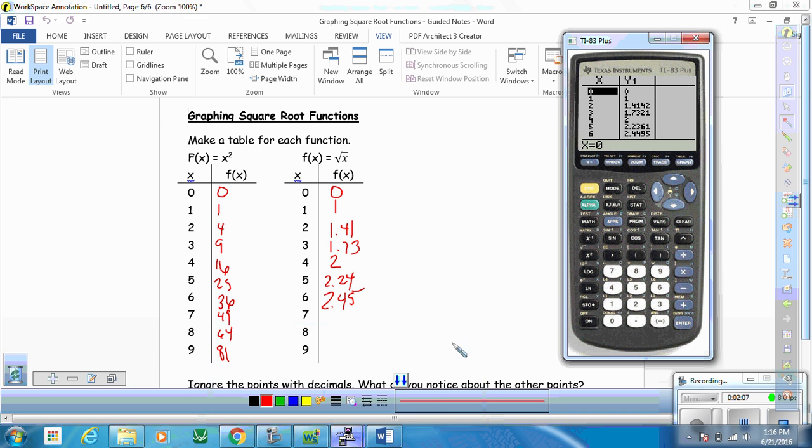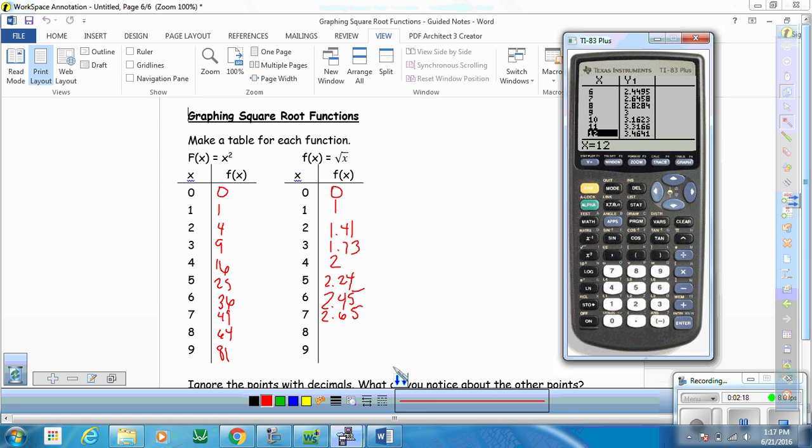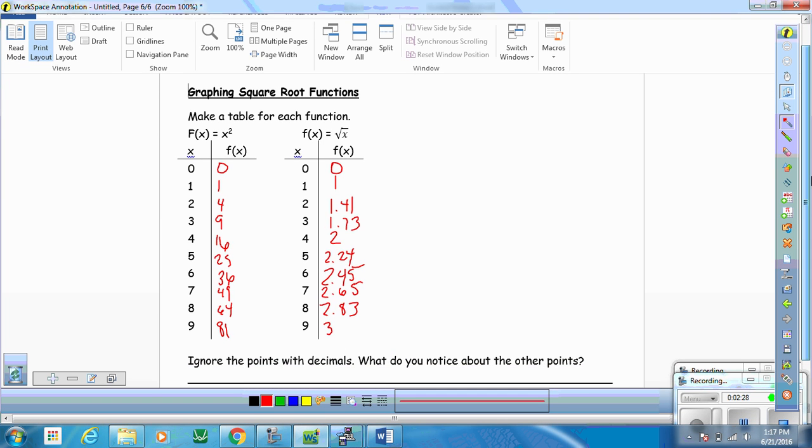And 7 is, let's scroll down a little bit here and see what we got. 7 is 2.65. 8 is 2.83. And 9 is 3. So when we look at these values, the question here asks us to ignore the points with decimals. So I'm going to cross out all the points that have decimals because they told us to ignore the points with decimals and just look at the ones that don't have decimals.